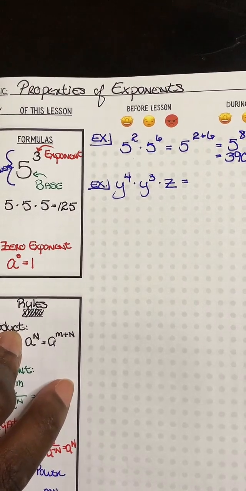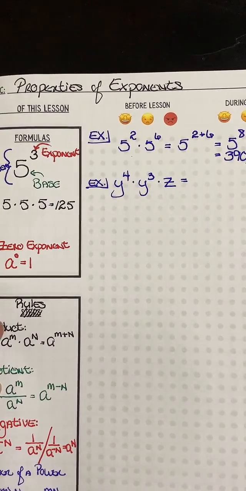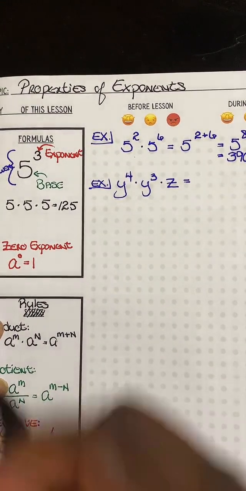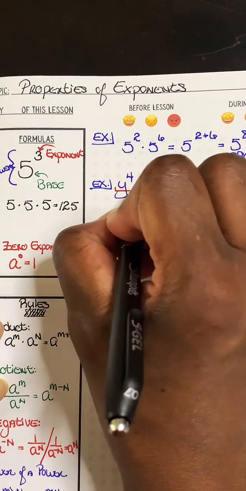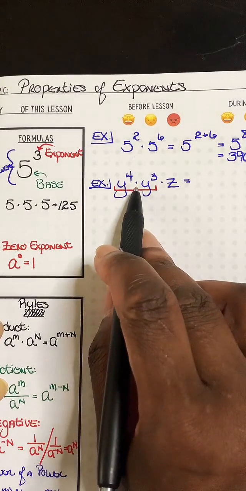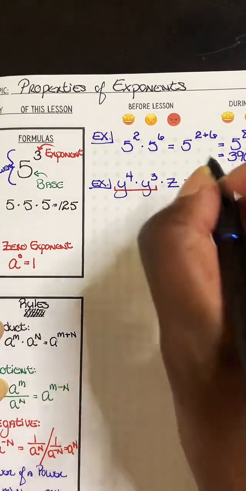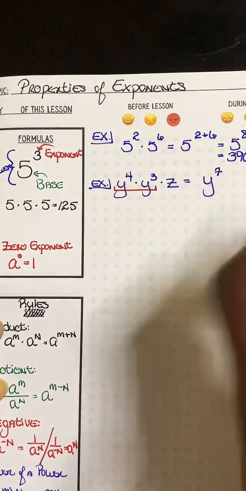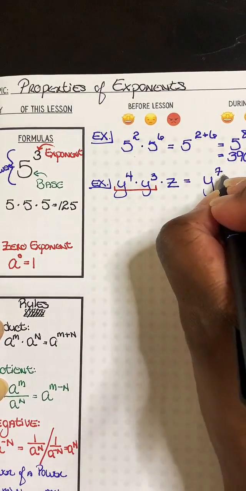Awesome. The mere fact that you knew that I need to combine these two, they have the same base. So since we're multiplying, we just had to add the exponents. So that's where your y to the 7th comes from, and then z just tags along.